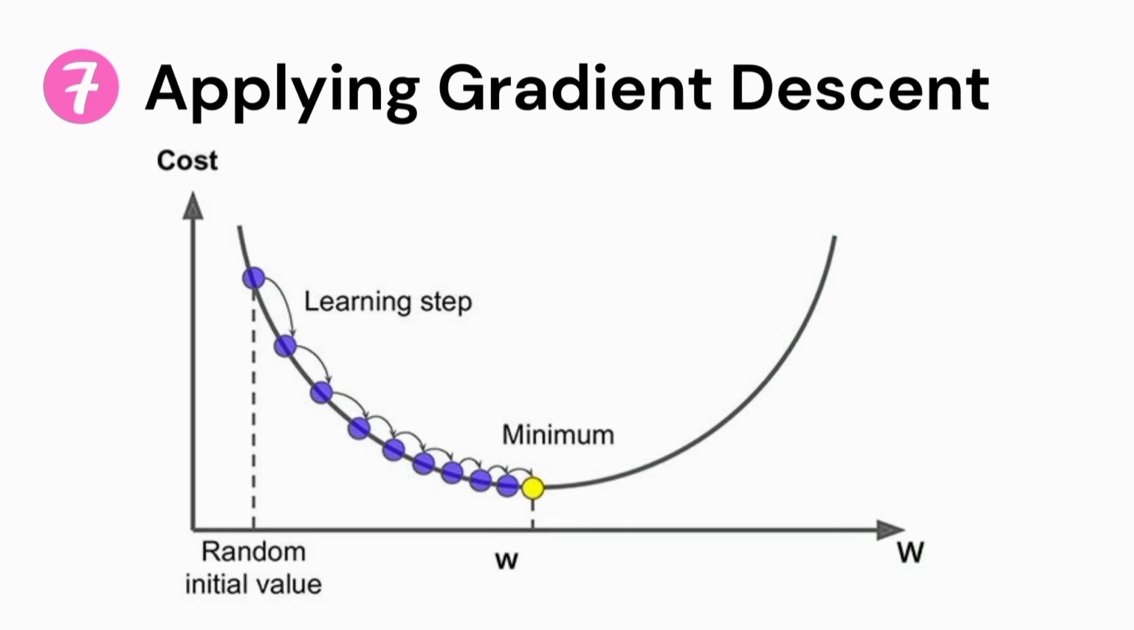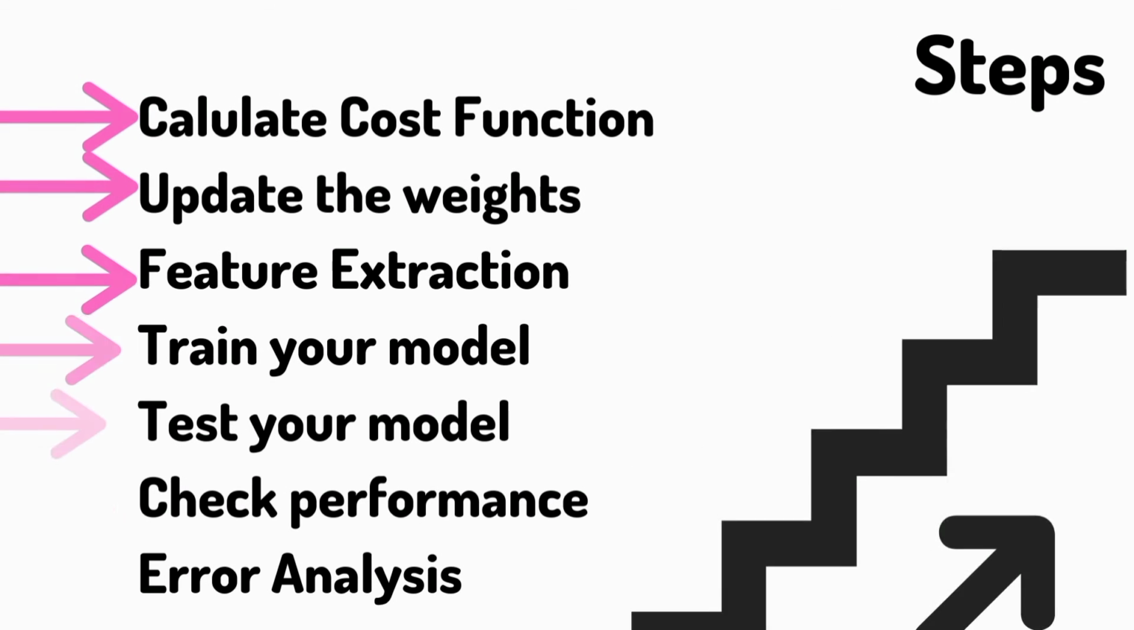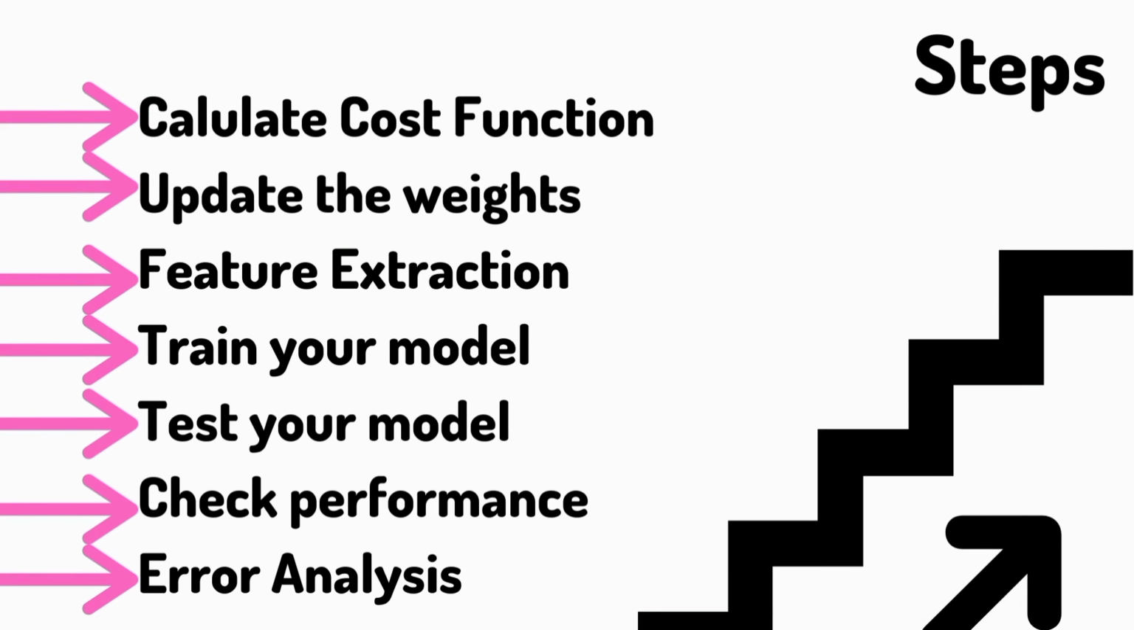We try to minimize the error by minimizing the cost function through a process called gradient descent. The sequence of the algorithm is as follows: calculate cost functions, update the weights, feature extraction, train your model, test your model, check performance, error analysis.